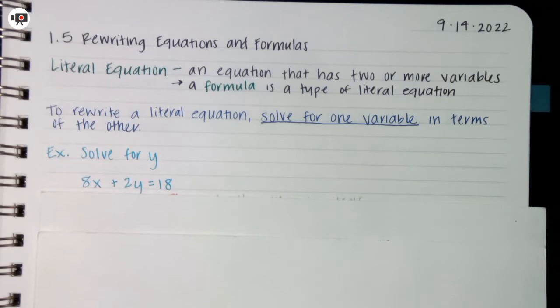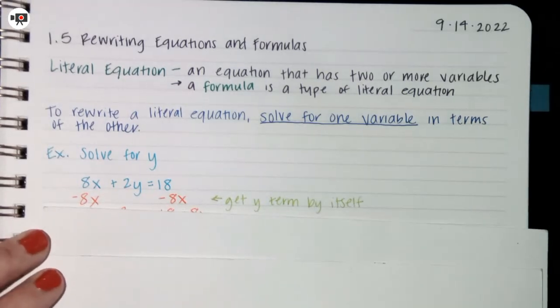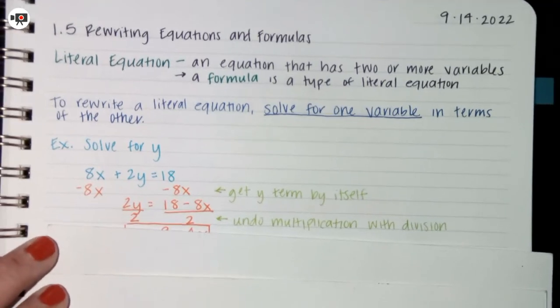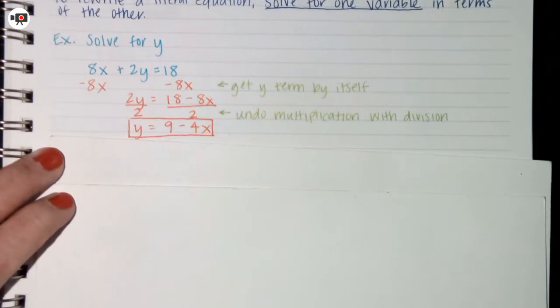So if we are going to solve for y, we have 8x plus 2y equals 18. To put my x on the other side to get y by itself, subtract 8x, then I'm going to divide everything by 2 to get y completely by itself, and y equals 9 minus 4x.